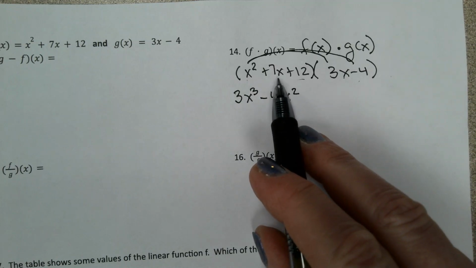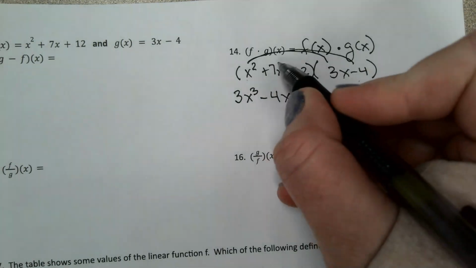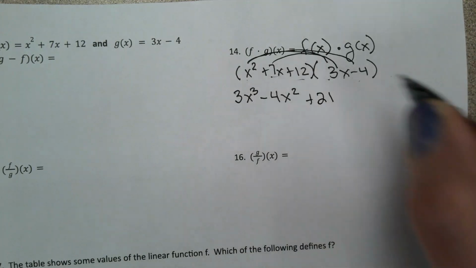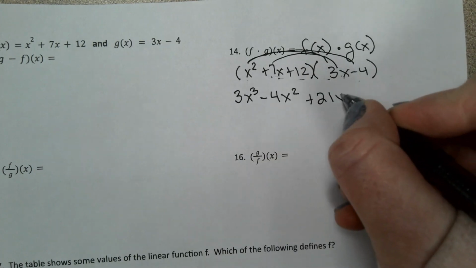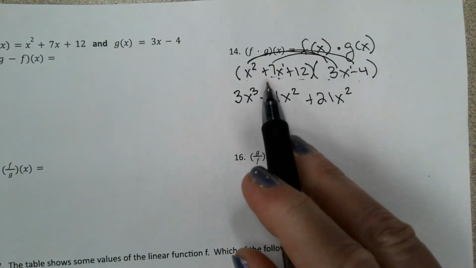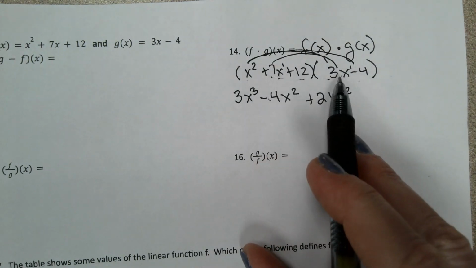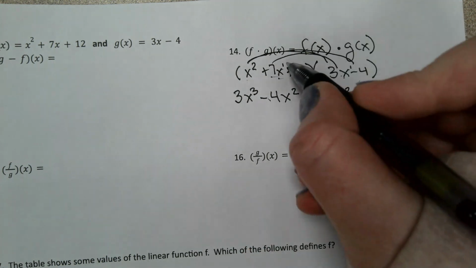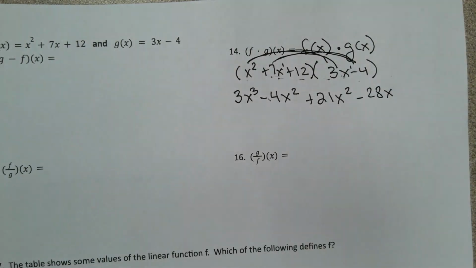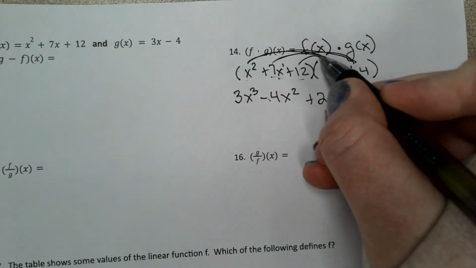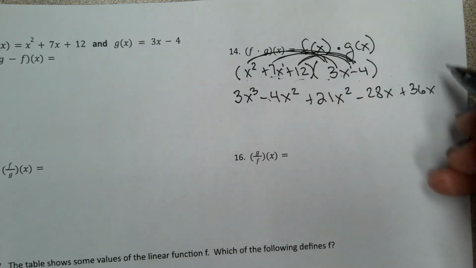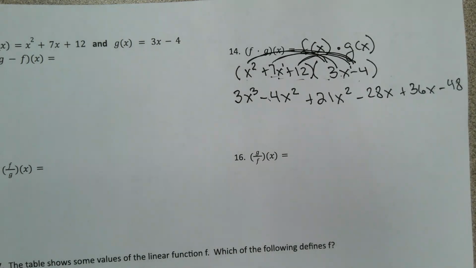Now I'm going to move to my 7x and distribute it. 7x times 3x. So 7 times 3 is 21. X times x is x squared. So when there's no exponent, you have to remember that there's an invisible 1, and when you multiply variables, you add your exponents. 7x times negative 4 is negative 28x. Now move to the 12. 12 times 3x is 36x, and 12 times negative 4 is negative 48.